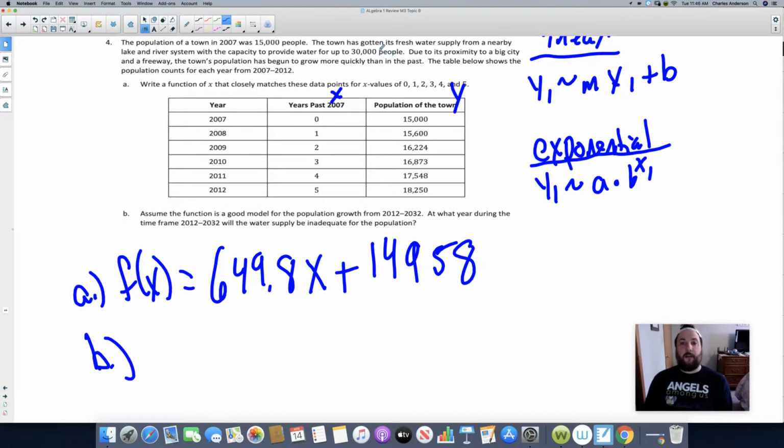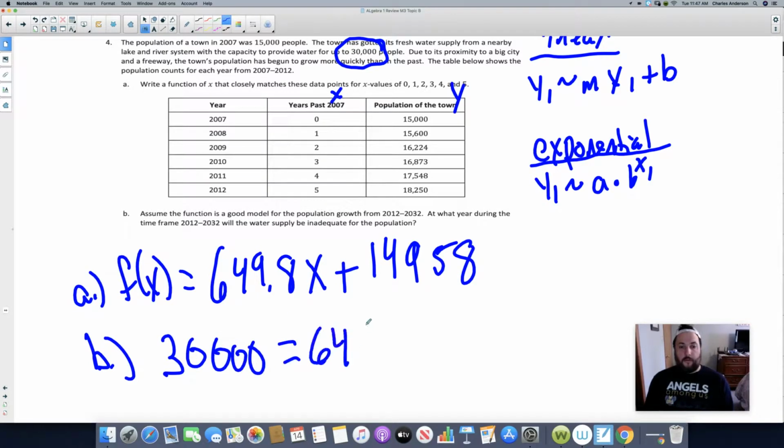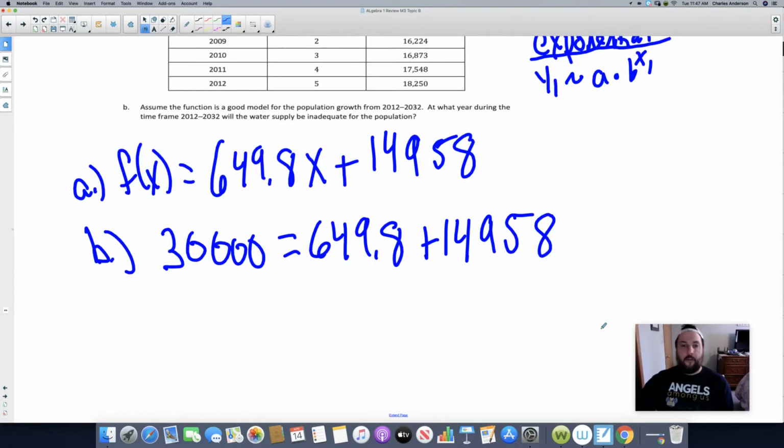So basically, you had to determine when this model becomes greater than 30,000, it looks like. So the water's good up to 30,000. So we put 30,000 in for our output. How many years will it take to basically be over 30,000? And then we're going to solve it for x. Oops, I forgot the x.